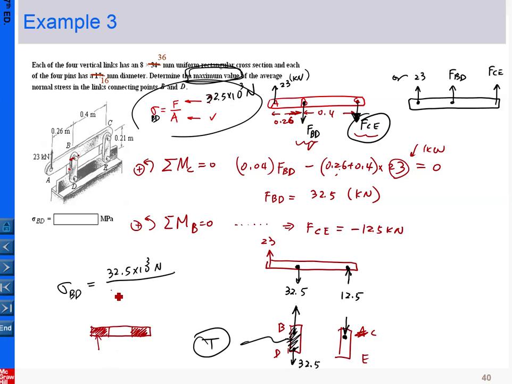That should be equal to 0.008 multiplied by (0.036 minus the diameter of the pin), in square meters. Plug in here, and you should be able to determine that it is 101.56 MPa. So that is the answer.